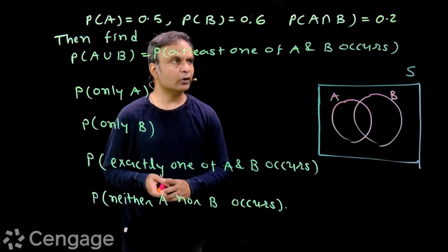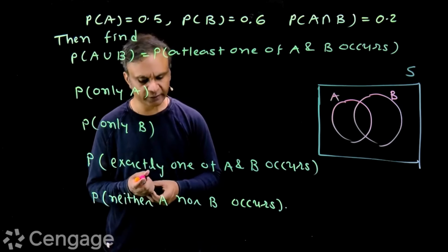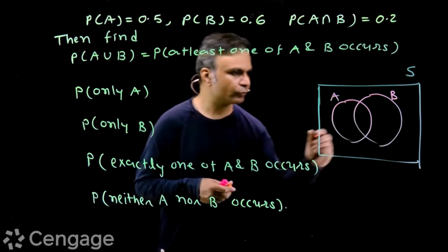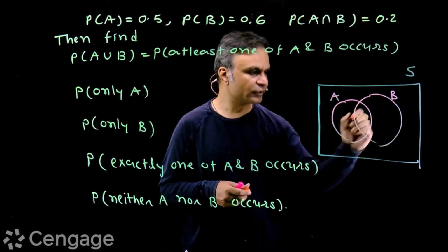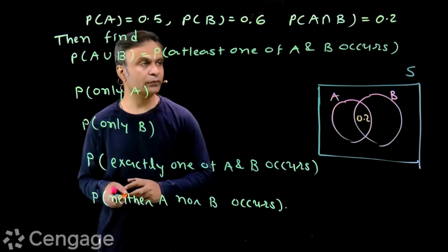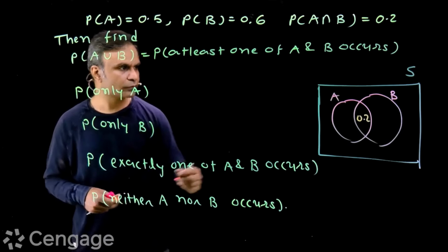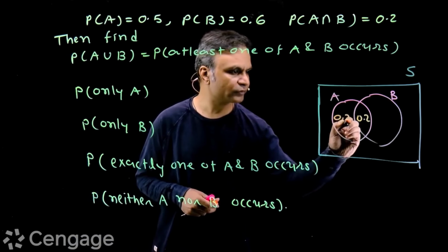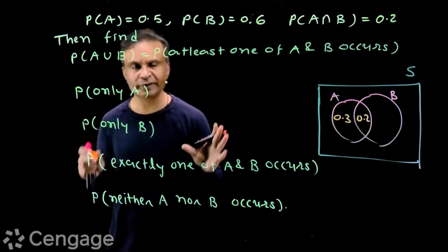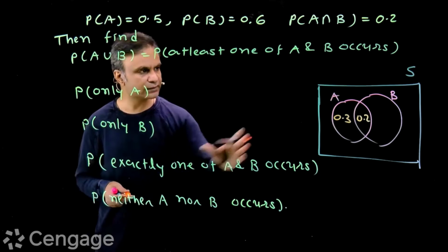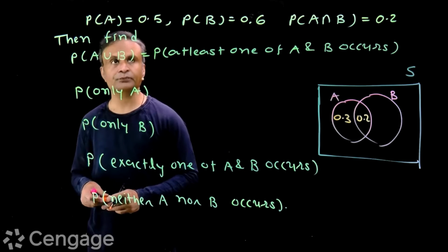Now probability of event A intersection B is 0.2. So we put the 0.2 value here in the region of A intersection B. Now probability of event A is 0.5. So here we put value 0.3. So we have 0.3 plus 0.2 is equal to 0.5, which is probability of event A. This is how we fill the different regions of the Venn diagram.